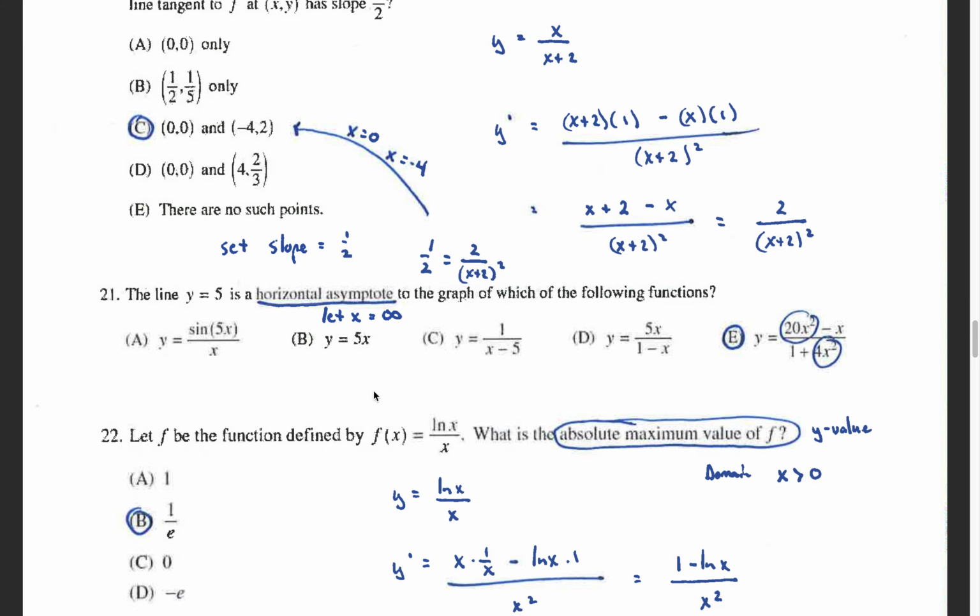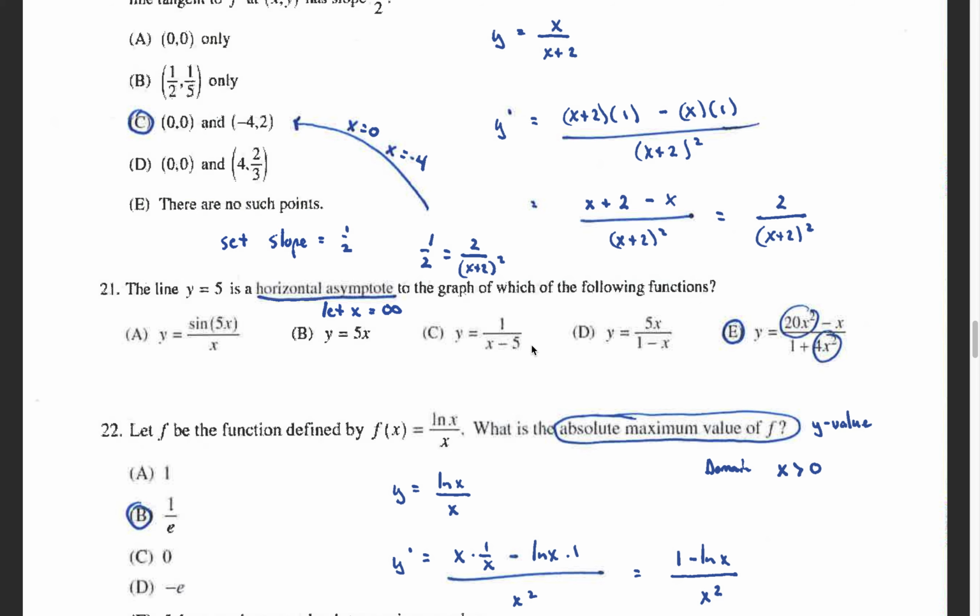This one talks about a horizontal asymptote, which just means we're going to let x go to infinity. That's what a horizontal asymptote means. And so if you look at x going to infinity over here, big dog versus big dog, you get 20x squared over 4x squared. The Bill Gates says you don't have to worry about the minus x or the 1, and you get 20 over 4, which is 5. So this one's going to have a horizontal asymptote of 5. This one has a vertical asymptote at 5, but that's not what they asked for.